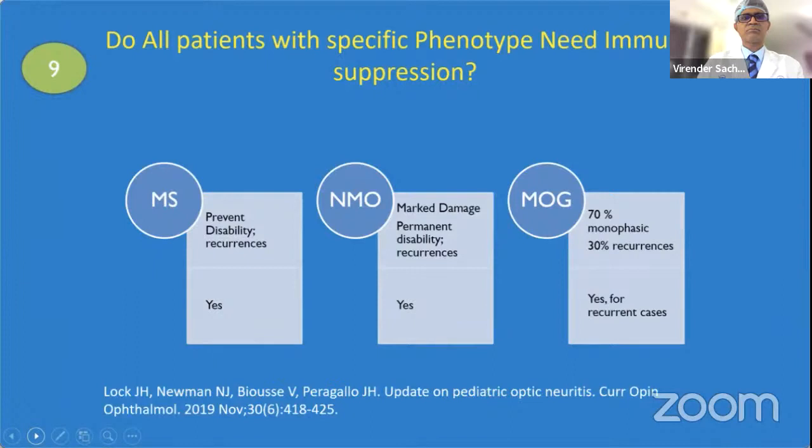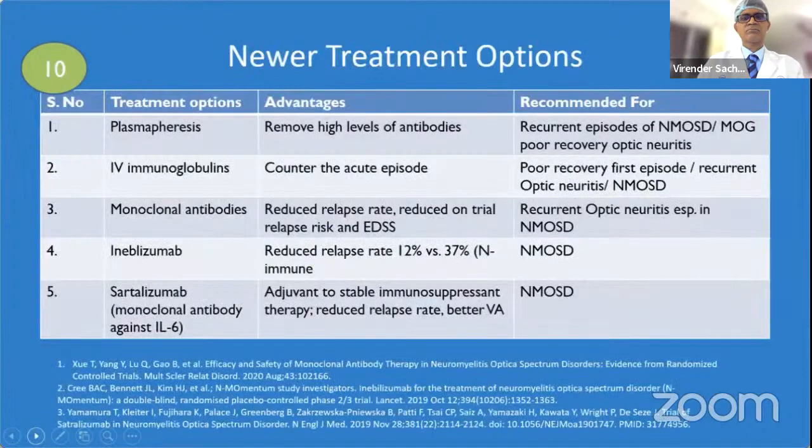In MOG-associated optic neuritis, it is understood that only 30% of patients have recurrences. Therefore, treatment could be reserved for recurrent cases. There are many new drugs that are coming up in the management options. They include plasmapheresis, IVIG, monoclonal antibodies. This is beyond the scope of the current talk, but it is important to keep ourselves updated about this.